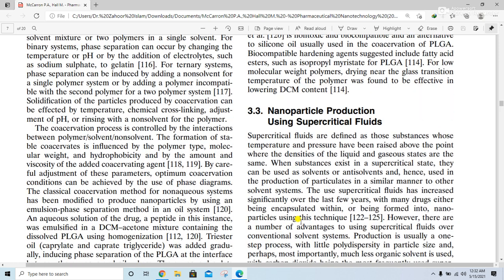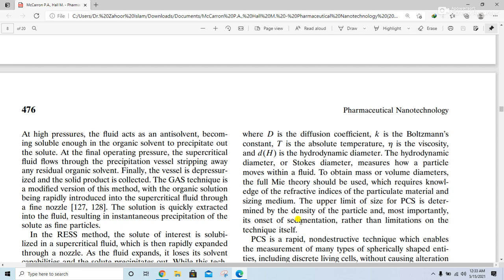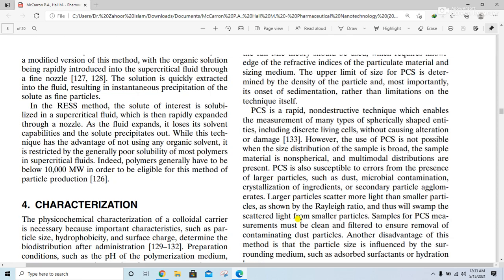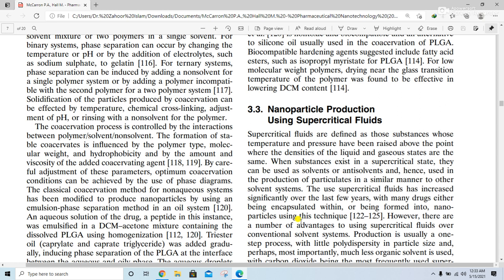Inshallah, in my next lecture we will discuss nanoparticle production by using supercritical fluids. This is another very interesting topic. Inshallah, we will talk about how nanoparticles are produced by using supercritical fluid.